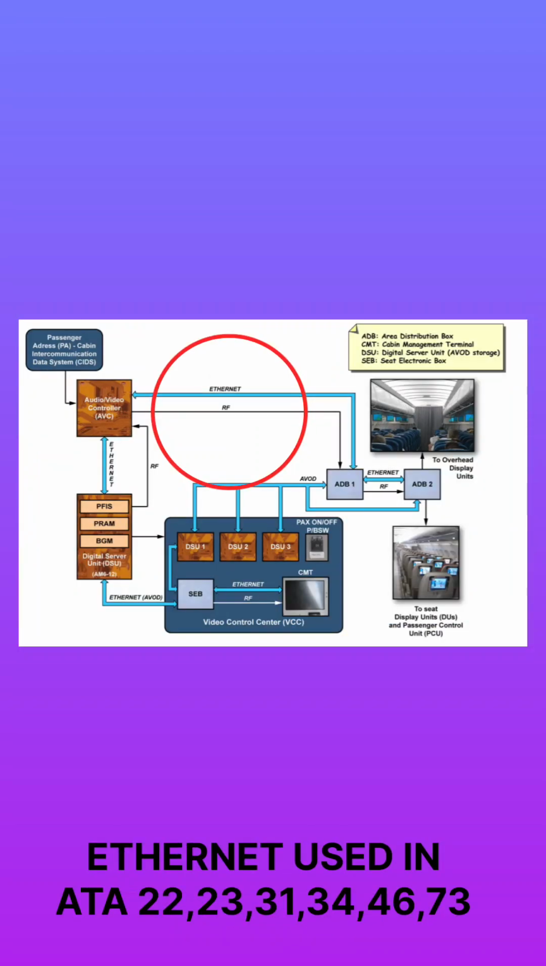If you talk about the Ethernet bus, you will find it in ATA 22, 23, 31, 34, 46, 73 and many other places. There are a lot of connectors or ports where you can use an Ethernet cable to download raw data and transmit data or upload data.